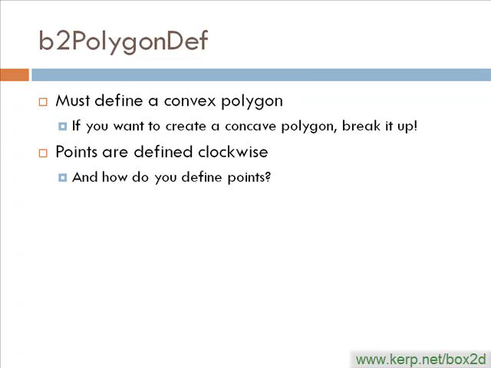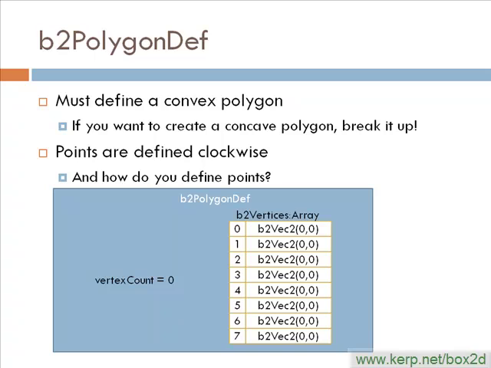And how do you define points? Good question. It turns out within our B2 polygon definition, we basically have two variables that are already created for us. There's a vertex count variable and a B2 vertices array. Now this array is basically by default created with 8 points in it. All of these points are basically not really points, they're B2 vec2s that are all set by default to 0, 0.